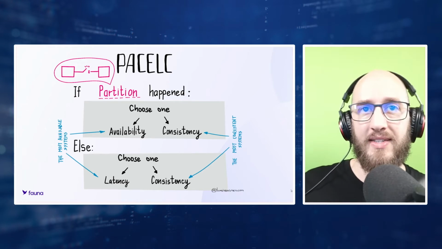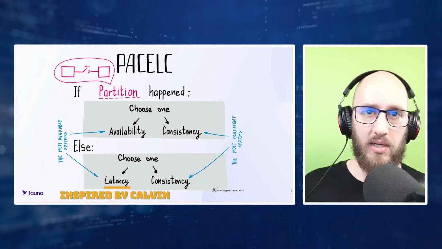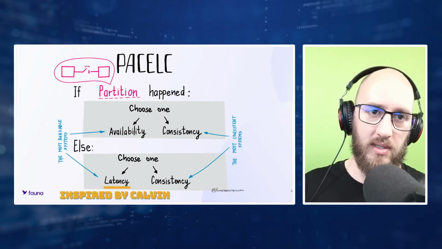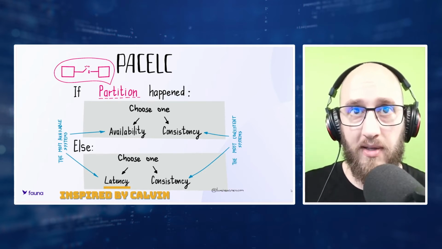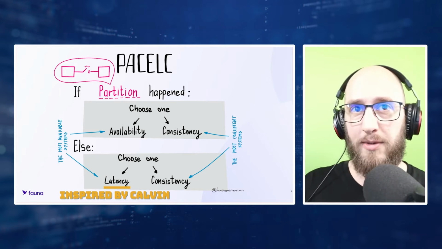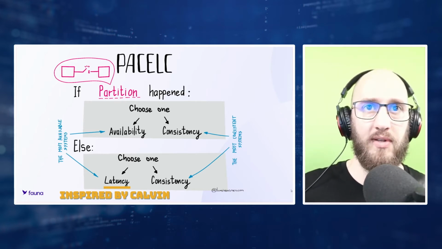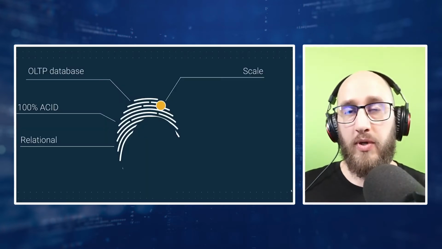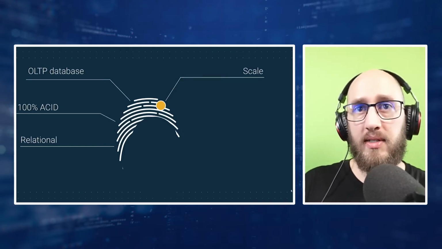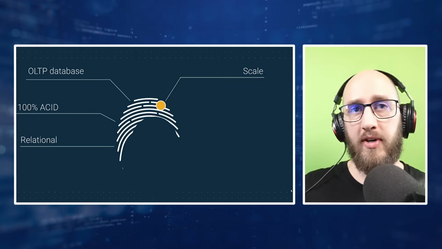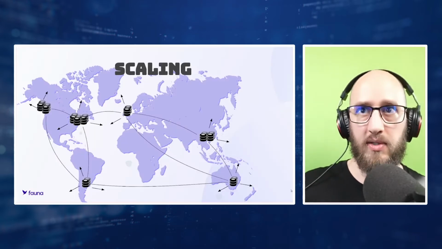Now, the thing is, nowadays there are algorithms that actually allow you to reduce this latency significantly. So Fauna is, for example, inspired by Calvin, which, as we will see, will reduce the latency significantly. So that makes it actually possible to provide a distributed database at scale as well. So Fauna is, next to these traditional properties, also scalable.